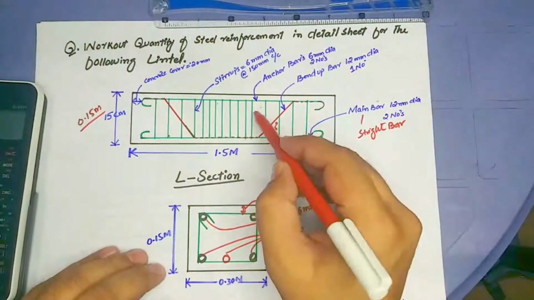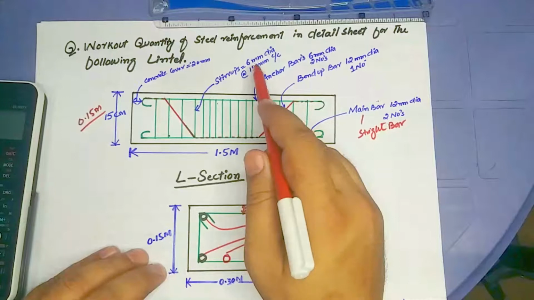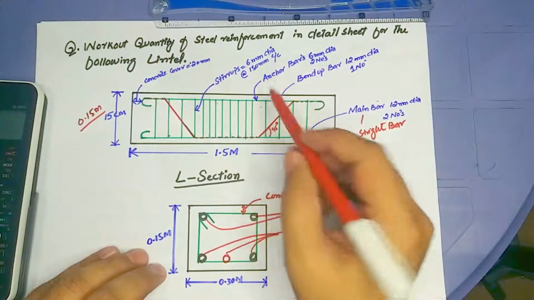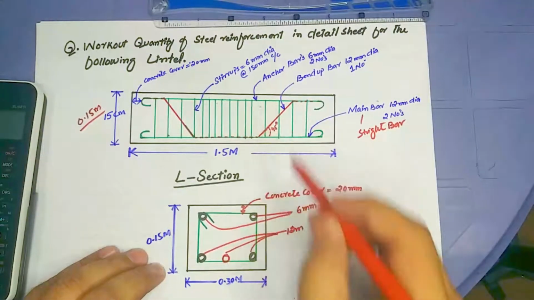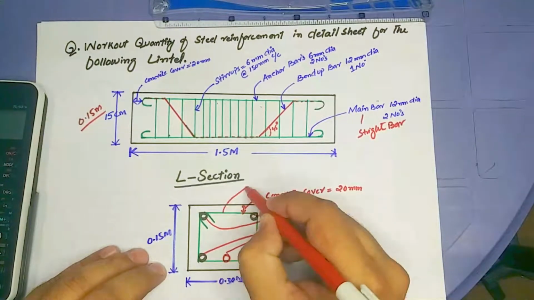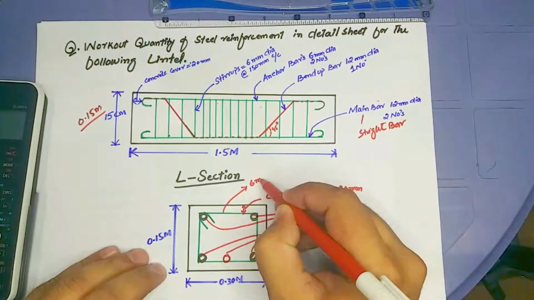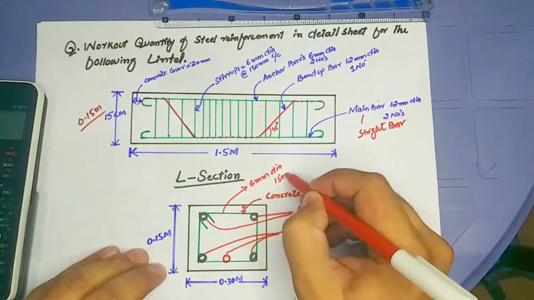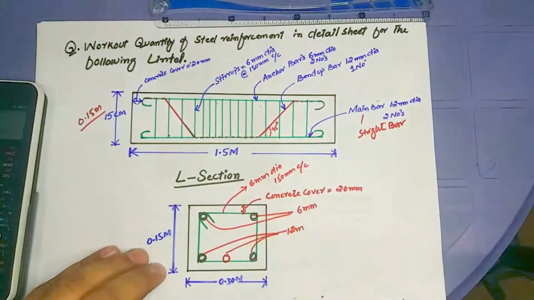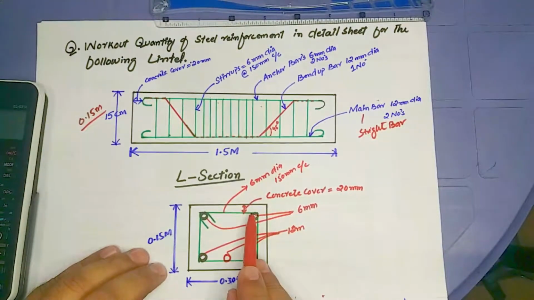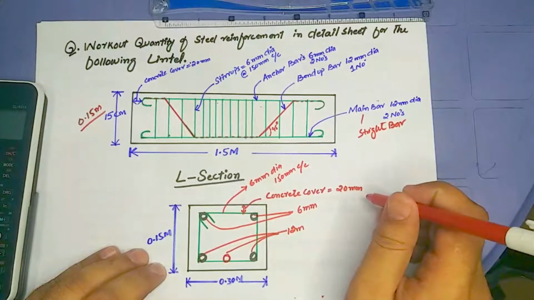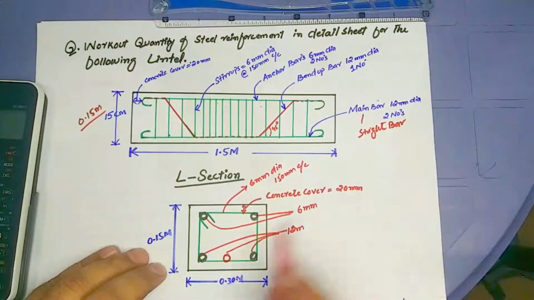These are the stirrups, having center to center distance of 150 mm and a diameter of 6 mm. The stirrups are 6 mm in diameter and 150 mm center to center from each other. The concrete cover will be left at the rate of 20 mm from each side: left, right, up and down.